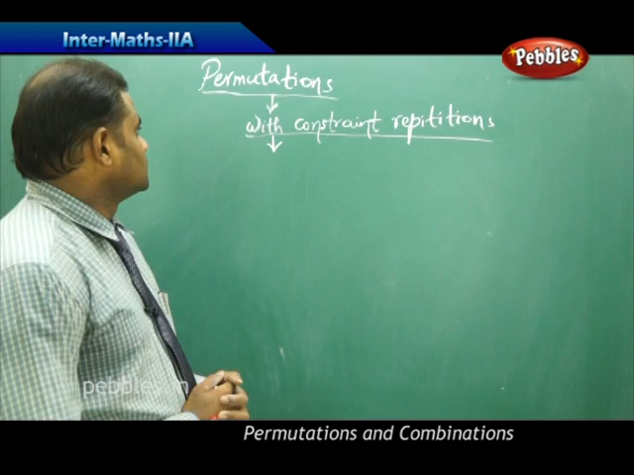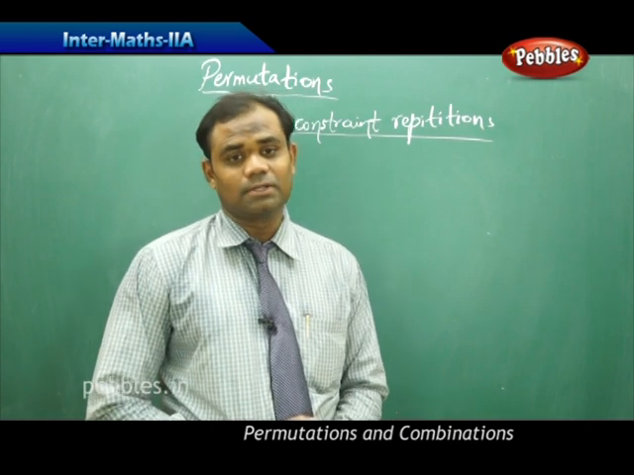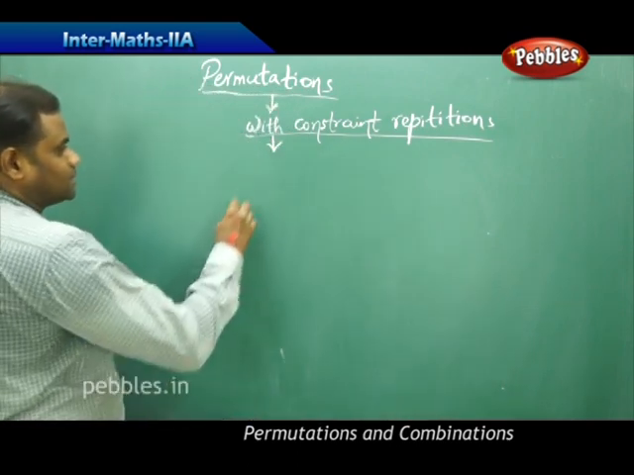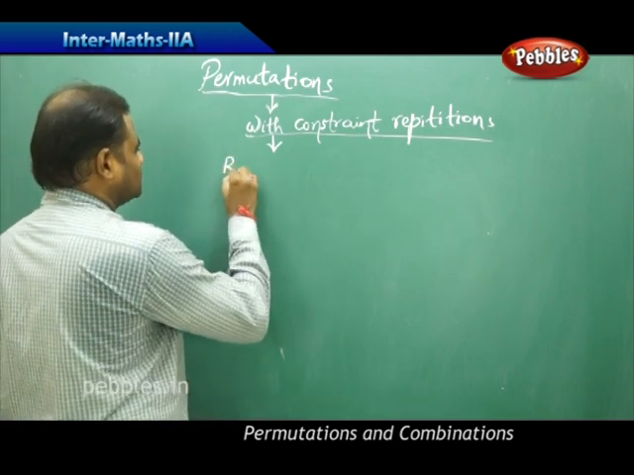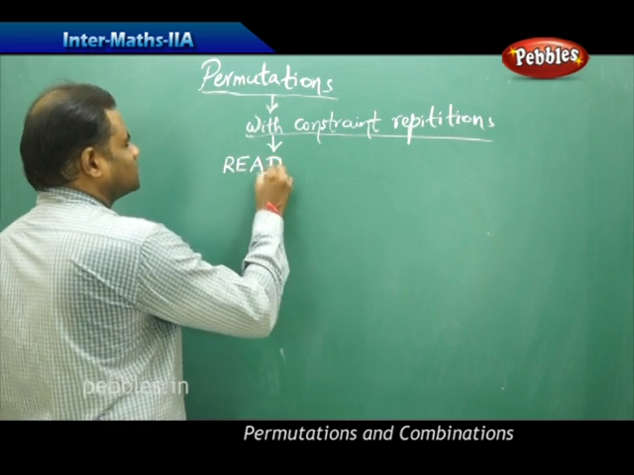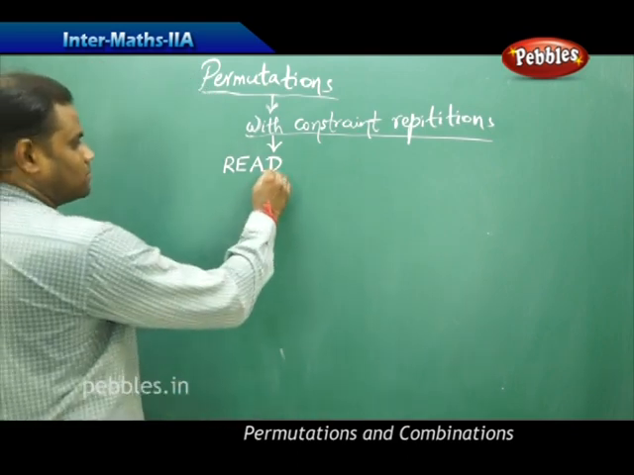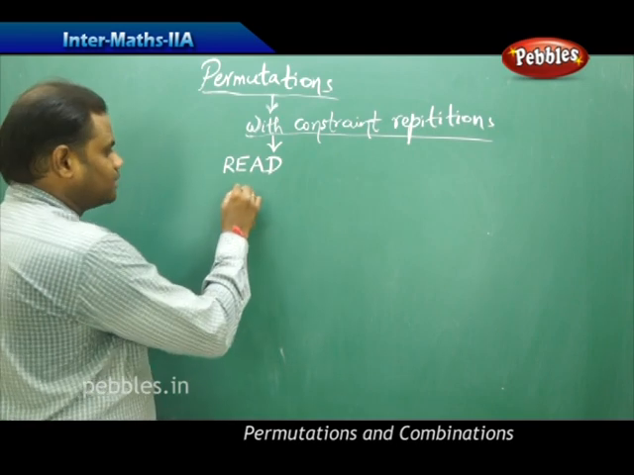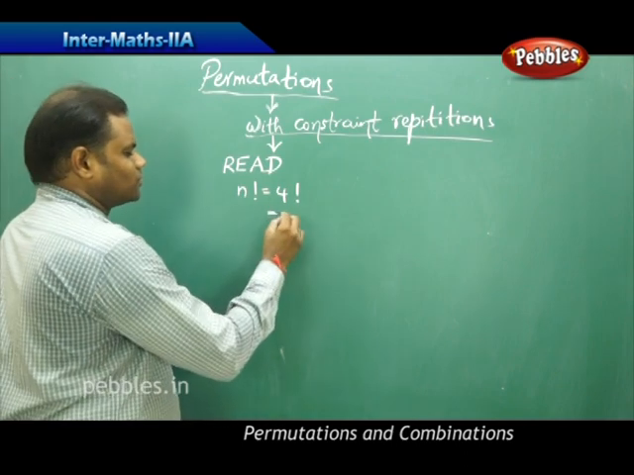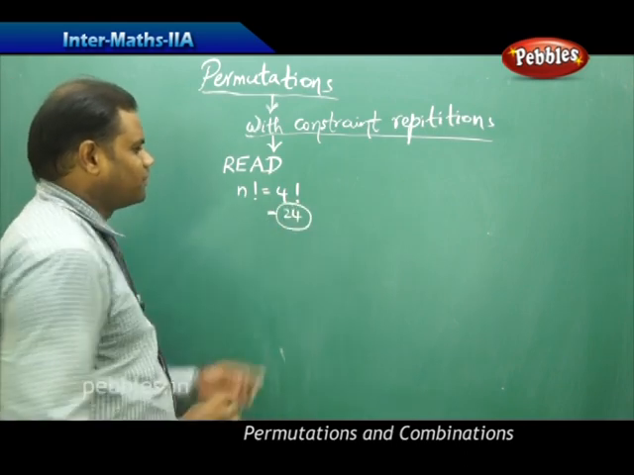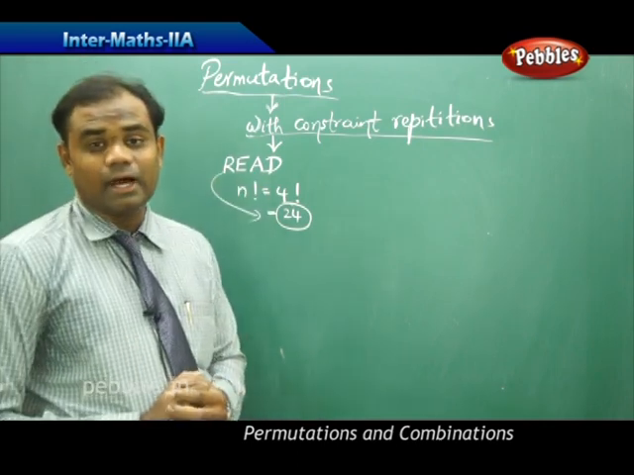Now let's see the permutations with constraint repetitions. This is a limitation of a permutation, because in general, if we had all different letters, say for example the word READ, then the number of arrangements I can make was n factorial, that is 4 factorial, which is 24. That is, there are 24 different ways of arranging all the 4 letters of the word READ, R-E-A-D.